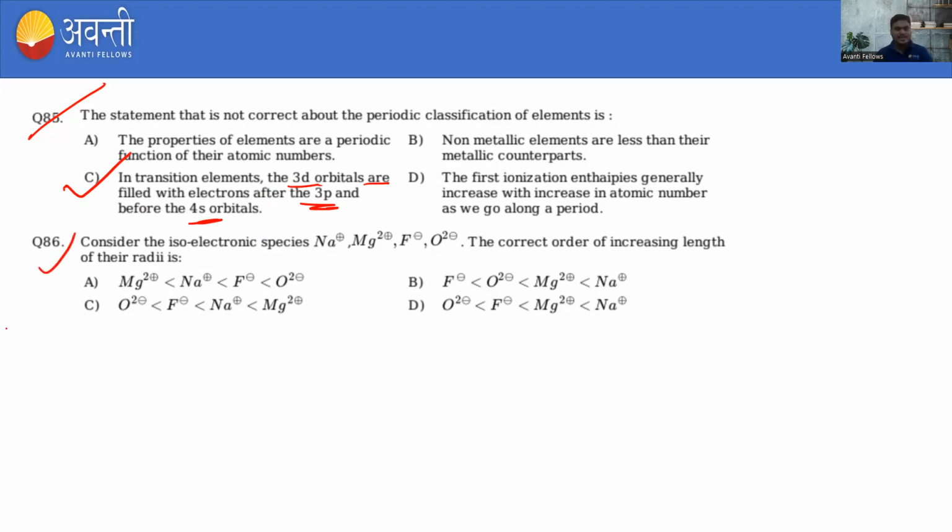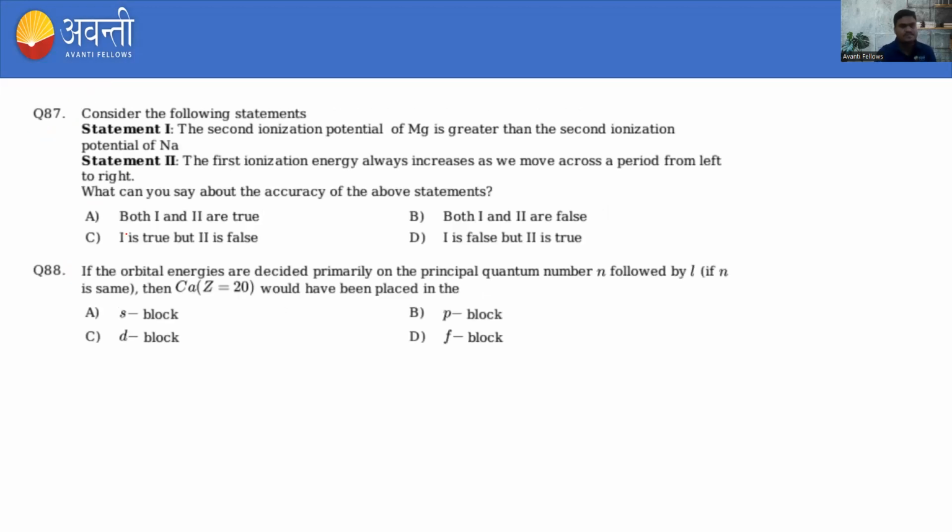Okay. 86. Consider the isoelectronic species Na+, Mg2+, F-, O2-. The correct order for the increasing length of their radius. So this is also a very simple question. We know that higher the negative charge, higher will be the size, right? So what is the correct order for this? Can anyone tell me? Yes. So this one: O2-, F-, Na+ and Mg2+. So this is the correct one. That is option A is absolutely correct.